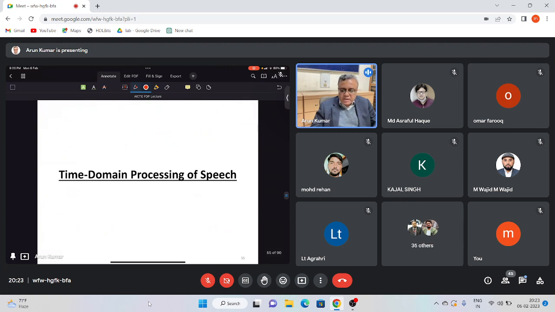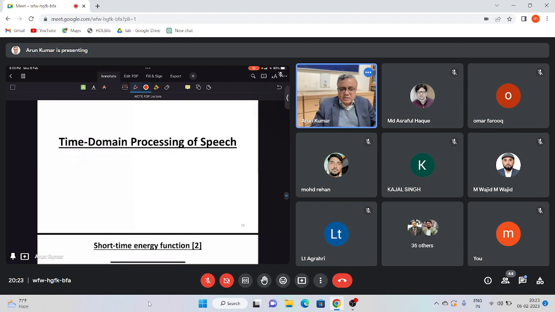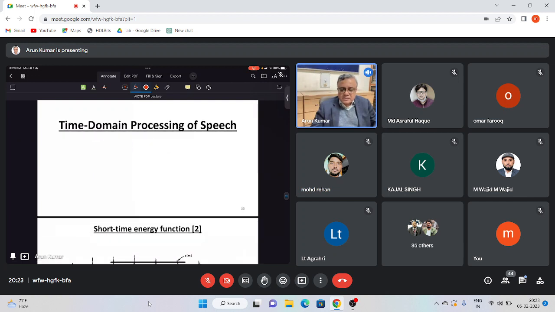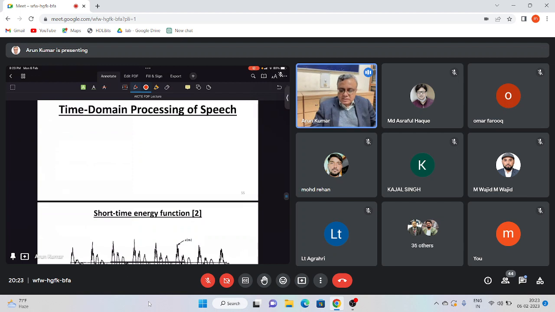With this brief background on the basic speech production model, now let us look at the different methods of processing speech signals. Any questions? Okay. So now let us first look at time domain processing of speech.